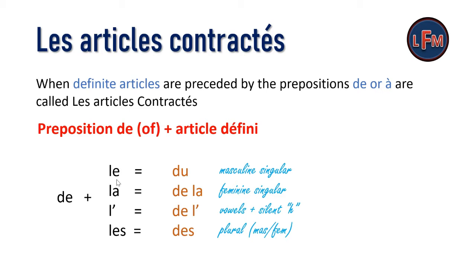De with article défini le is du, which is used for masculine singular. De with la is de la, which is used for feminine singular. De with l apostrophe is de l apostrophe, which is used with vowels or silent H. De with les is des, which is used for plural, either masculine or feminine. So we have four contracted articles with preposition de: du, de la, de l apostrophe, des.